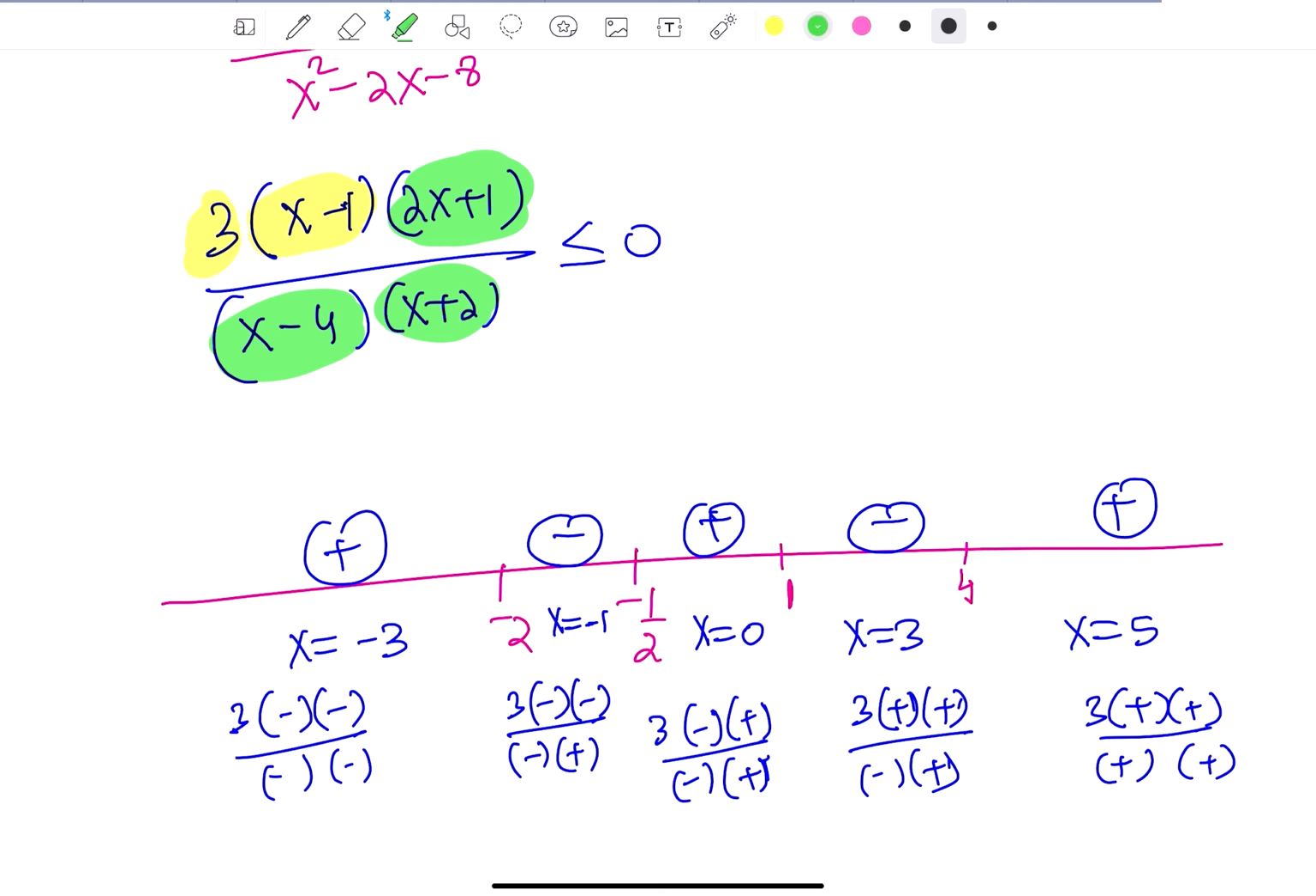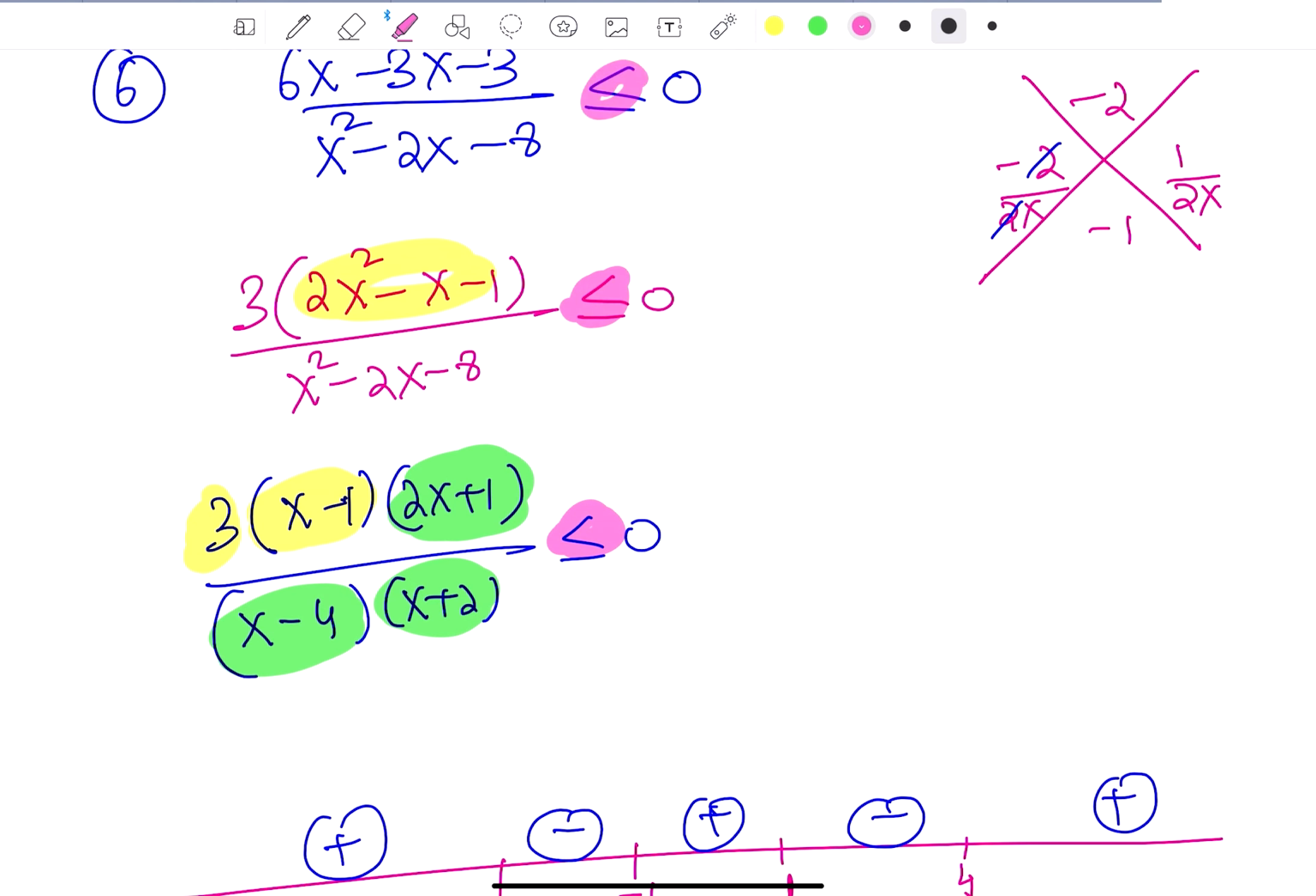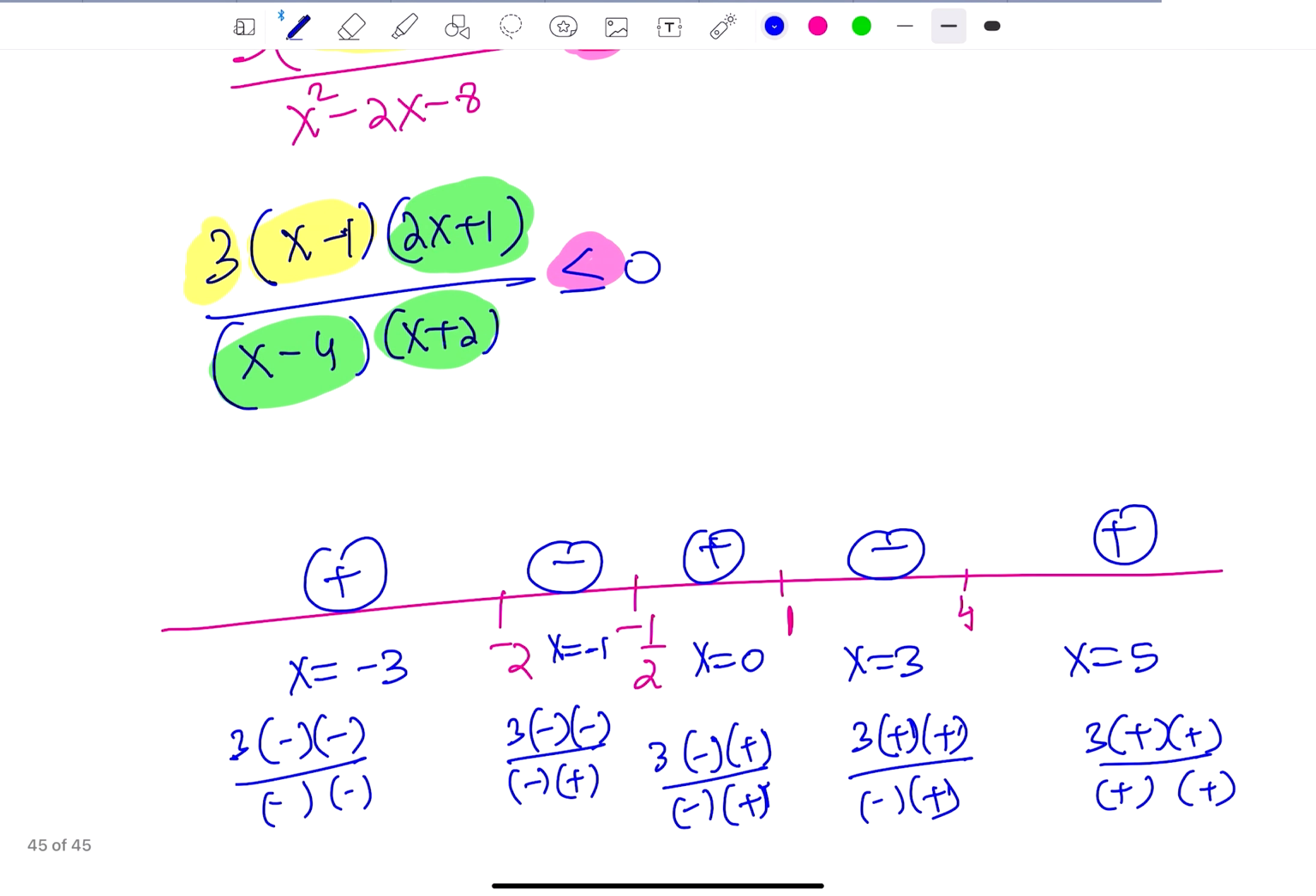And we wanted this inequality to be less than or equal to 0. Keep this in mind. What did you want? Did you want it to be greater than or equal to 0, greater than 0, less than or equal to 0, or less than 0? So where is it negative? And do we include the endpoints? So you've got to be careful.